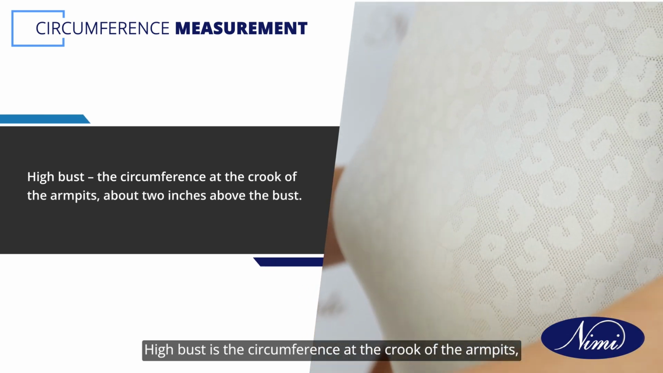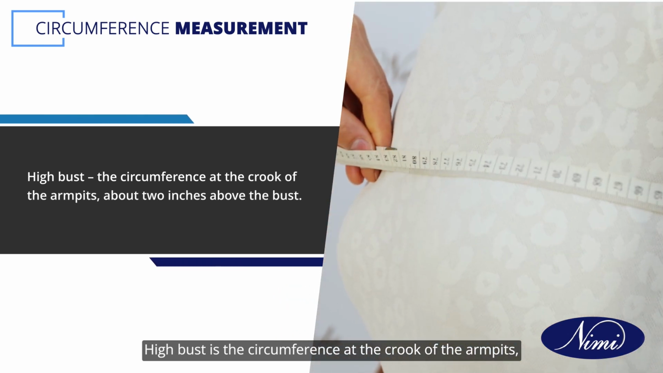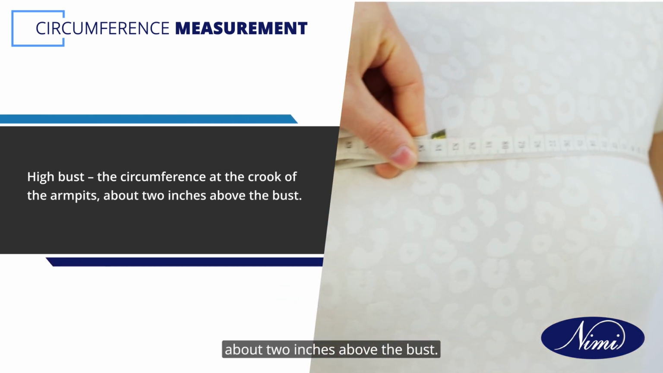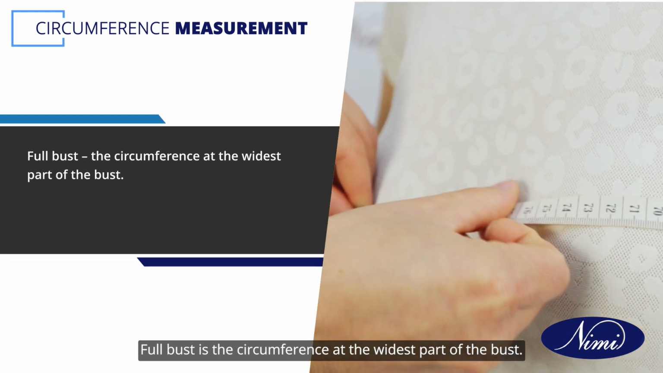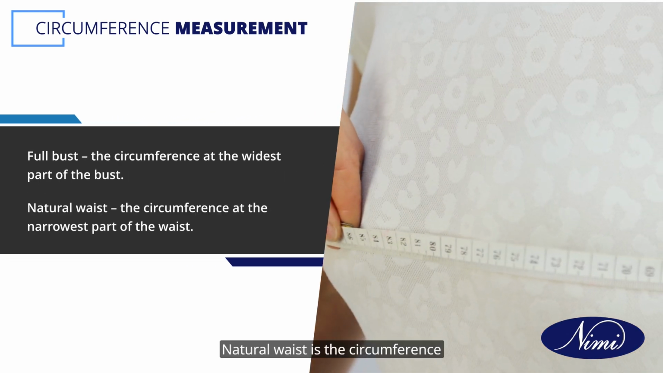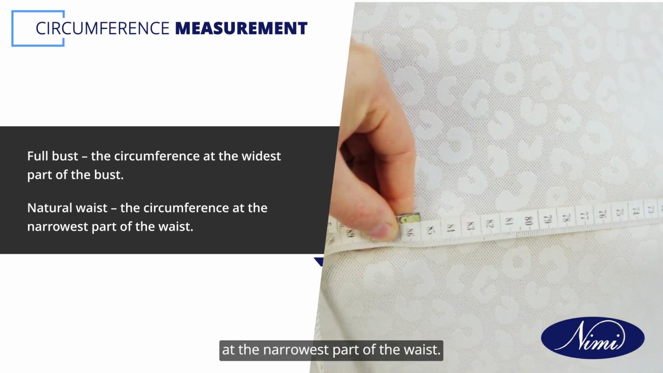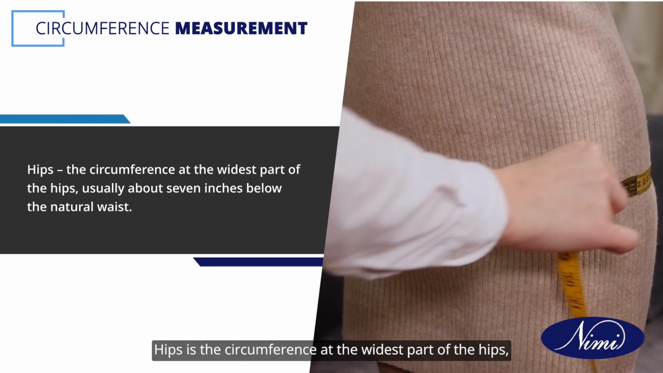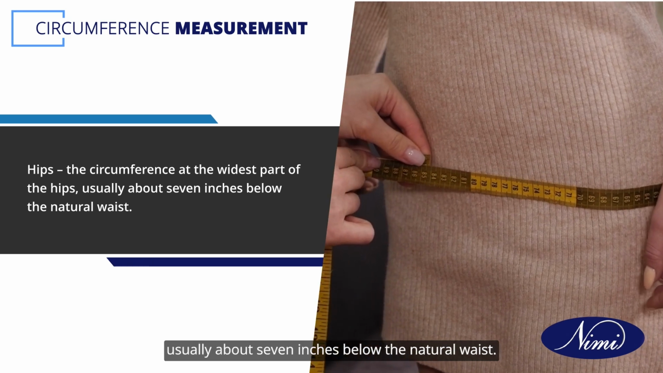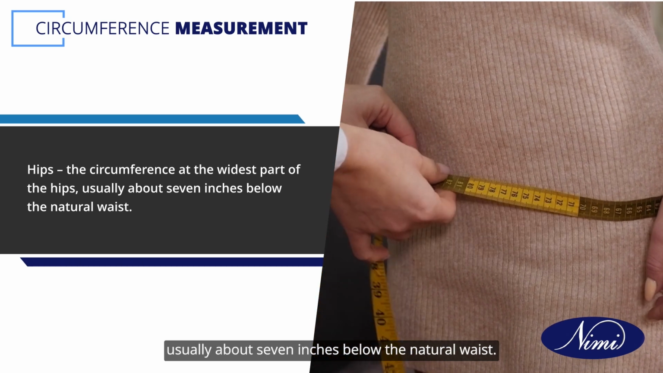High bust is the circumference at the crook of the armpits, about 2 inches above the bust. Full bust is the circumference at the widest part of the bust. Natural waist is the circumference at the narrowest part of the waist. Hips is the circumference at the widest part of the hips, usually about 7 inches below the natural waist.